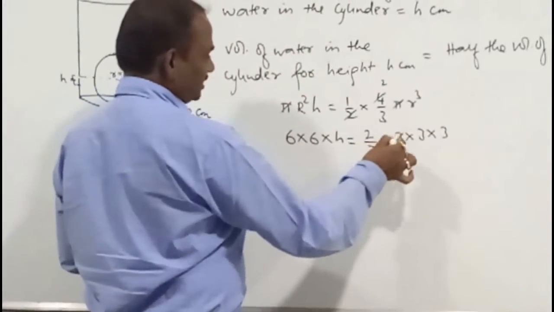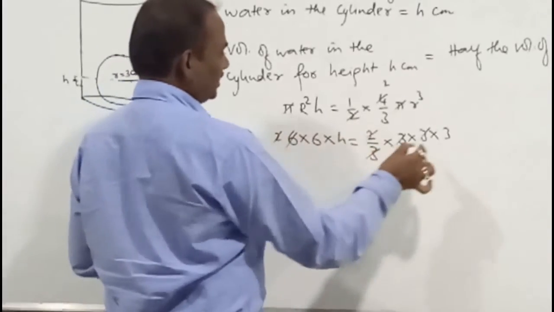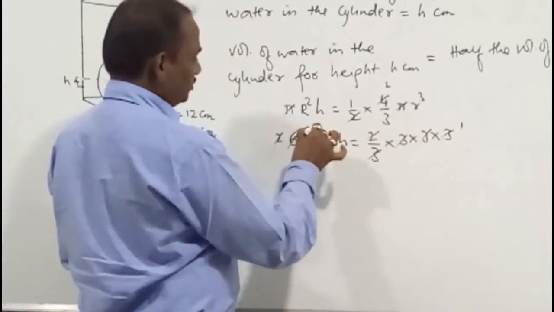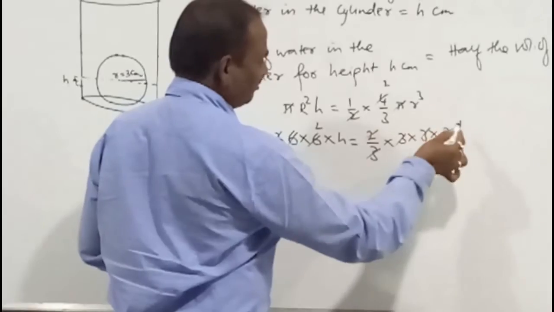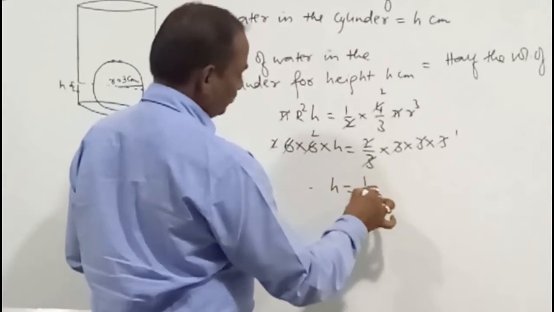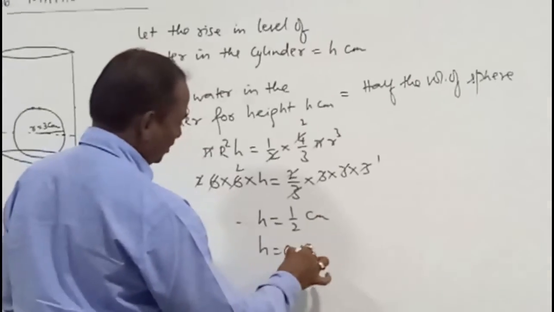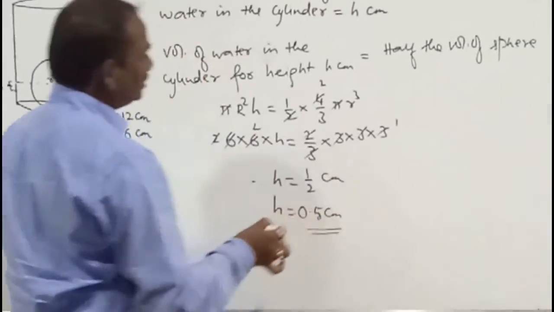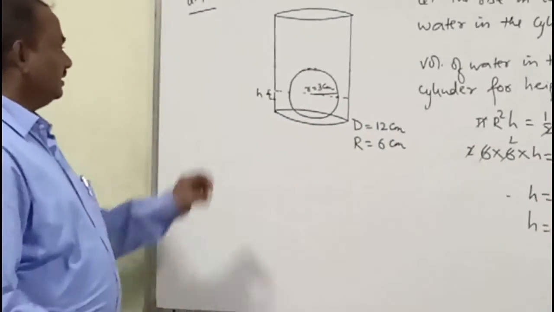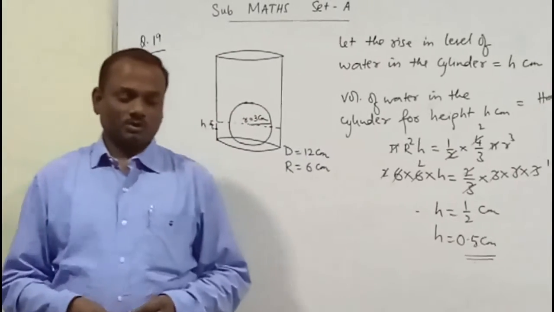अब एक 3 कट जाता है. 3 into 2, ये 2 भी कट जाता है. 3 1s are 3, 2s are 2, तो वहां पे कुछ नहीं बचा, मतलब 1 है. और यहाँ पे h के साथ 2 है, so therefore h is equal to 1/2 centimeter and I can write this as 0.5 centimeter. So the increase in height of water in the cylinder will be equal to 0.5 centimeter.